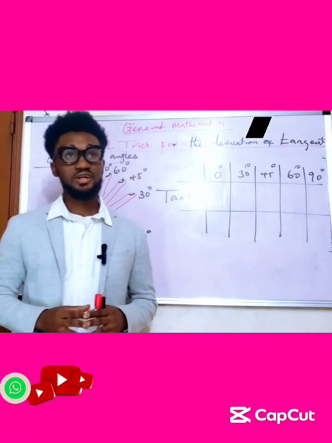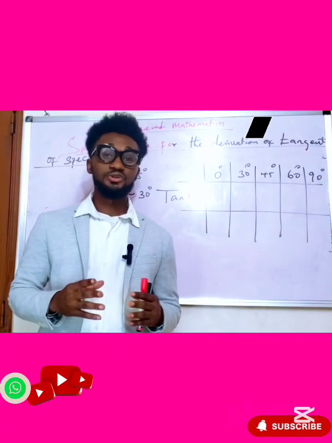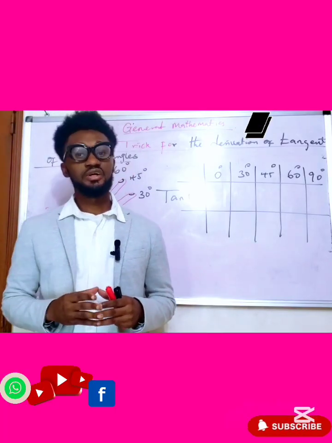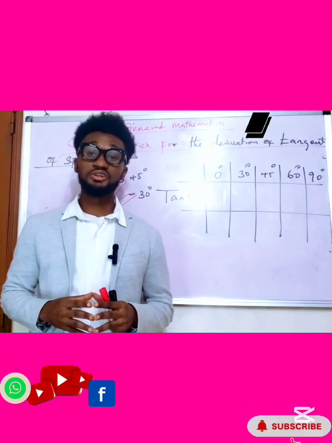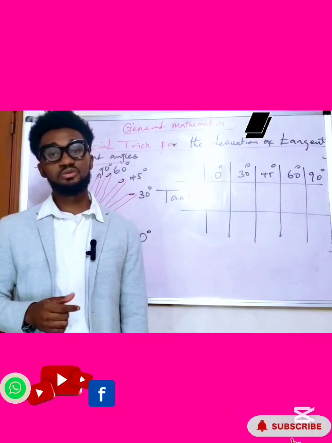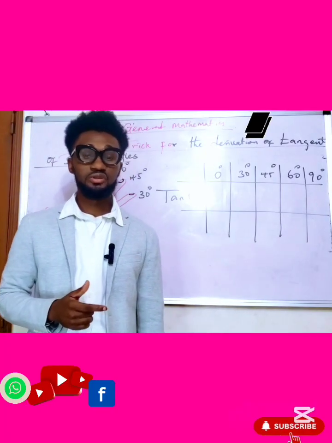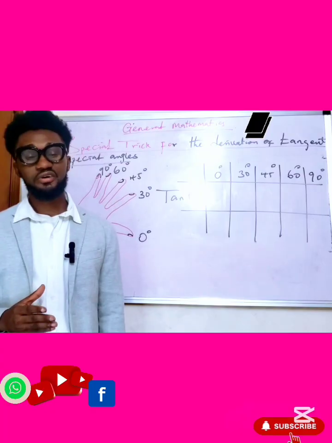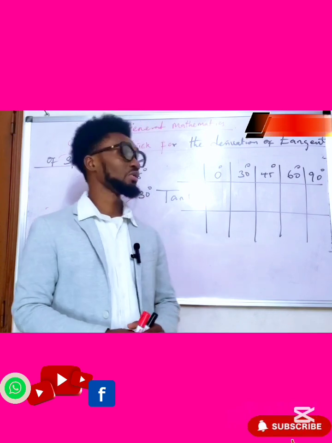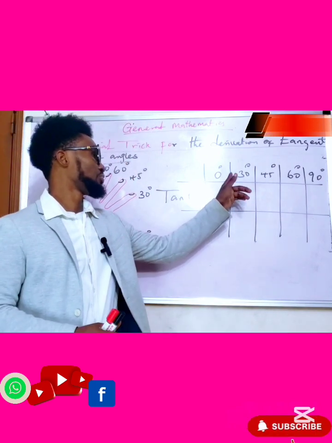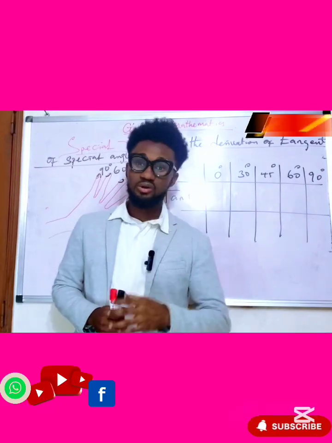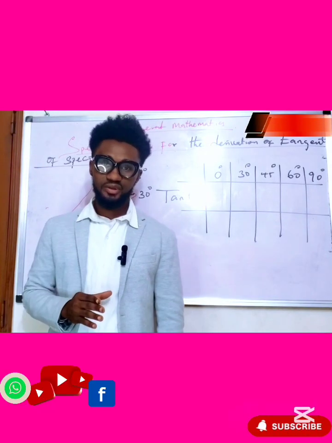I will be fulfilling my promise that I made in my other video, when I told you that I will be introducing the simple format, a simple trick that you use in finding the tangents of the special angles. In my previous video I introduced the trick for finding the sine and the cosine of special angles. The special angles include 0 degrees, 30 degrees, 45 degrees, 60 degrees, and 90 degrees. So today we'll be focusing on the tangent, right?